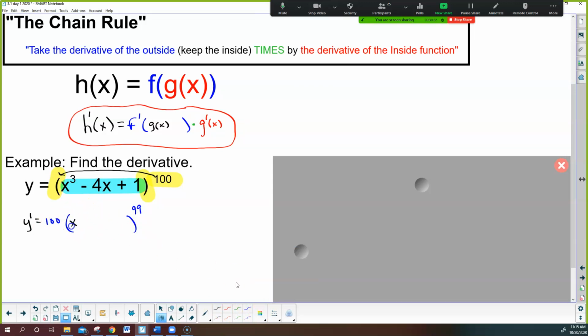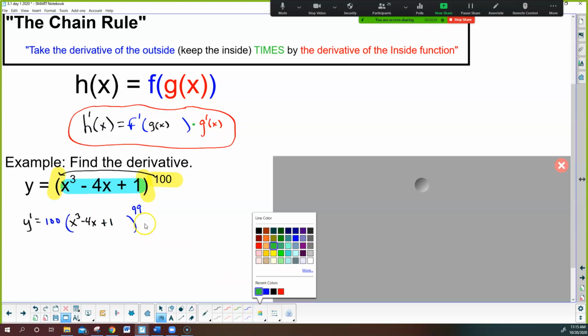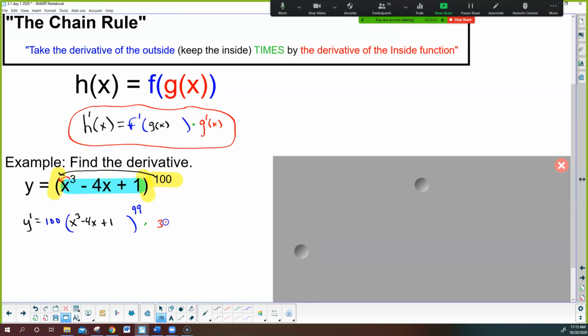Then I'm going to keep the inside exactly the way it is. And then we're going to multiply. And here's the important part. Talk about notation. We're going to multiply by the derivative of the inside. Well, the derivative of the inside is just two different power rules. The 3 comes down, gives me 3x squared. And then the derivative of minus 4x is just negative 4. And the derivative of the plus 1 is 0, but I don't have to write the 0.